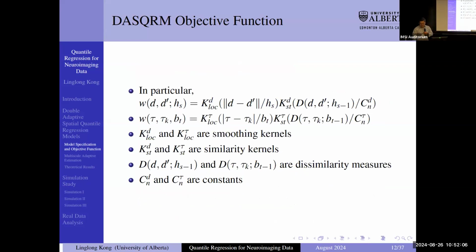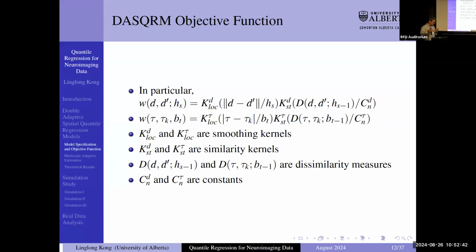Now, how do we determine the weight? The weight comes from two parts. One is related to location, in terms of voxel location and quantile location. So this is local smoothing, and we borrow information through this kernel. The other comes from similarity, based on how close the estimates are. If the estimates are very close, then we should borrow more information. If they are not that close, we should borrow less information.